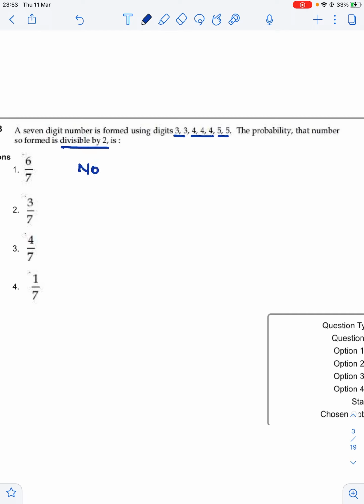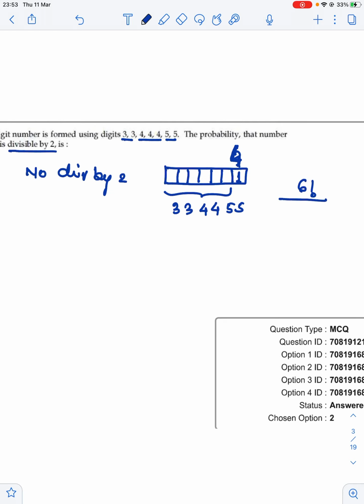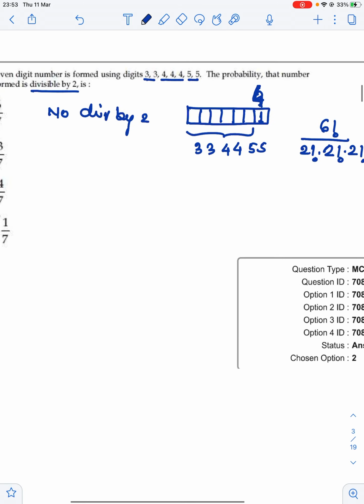So number divisible by 2. If I make 7 boxes, 1, 2, 3, 4, 5, 6, 7, here we have to fix 2. So options are only 1 for this box, not 2, instead 4, because 2 is not in the given digits. Now out of these 6 digits we have to fill 33, 4, 4 and 5, 5. So this will be done by 6 factorial by 2 factorial, 2 factorial and 2 factorial for repetition of 3, 4 and 5 twice.